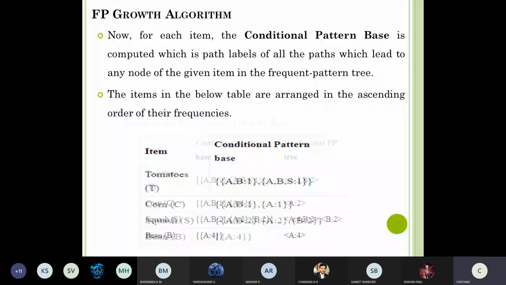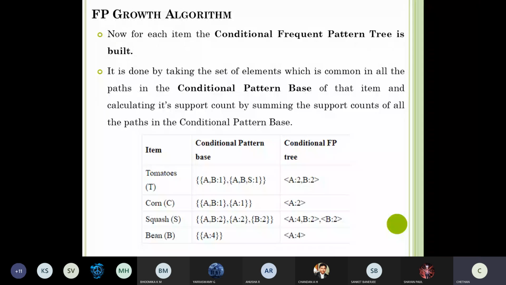Okay, combining A, B with T, ABT. ABS like that. You figure out the entire aspect of it. Finding the common aspect. This is with regard to finding the common aspect, the conditional FP tree. You combine A and B to do that.